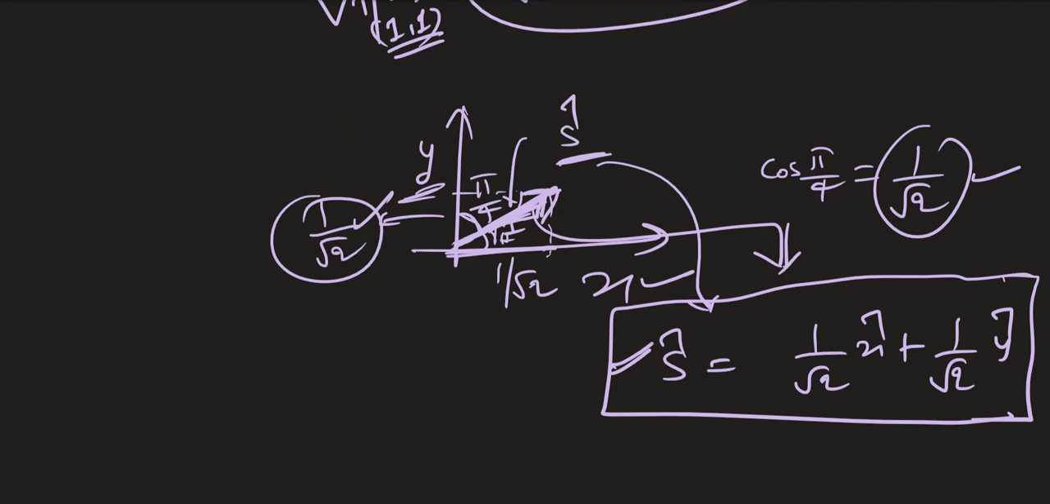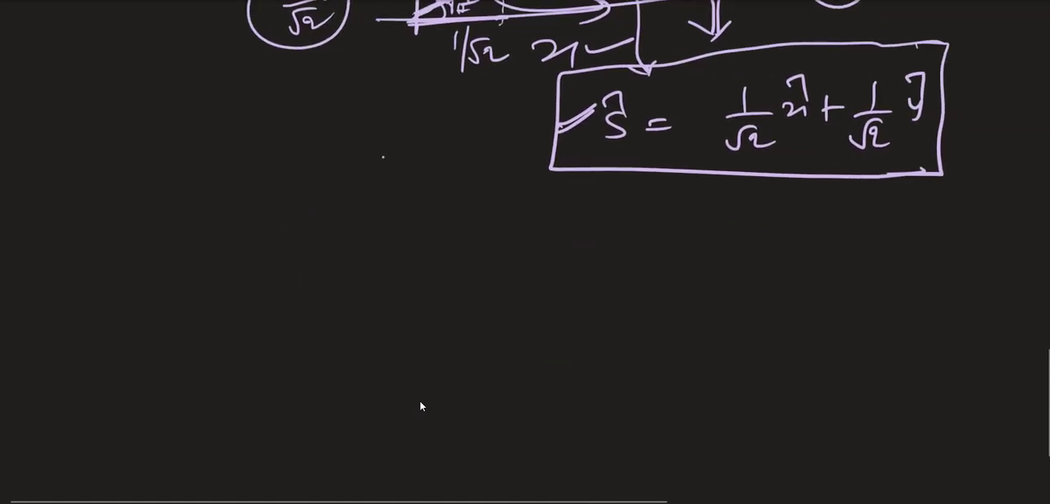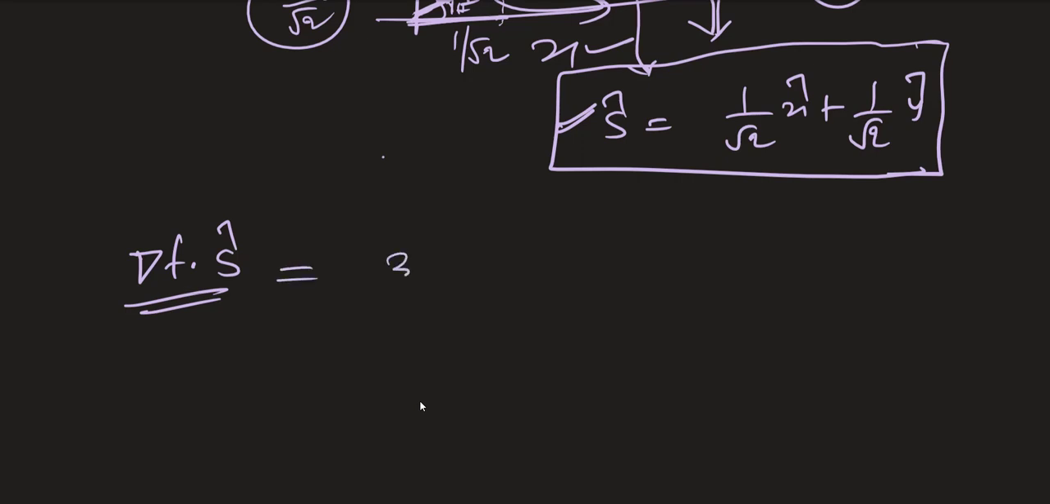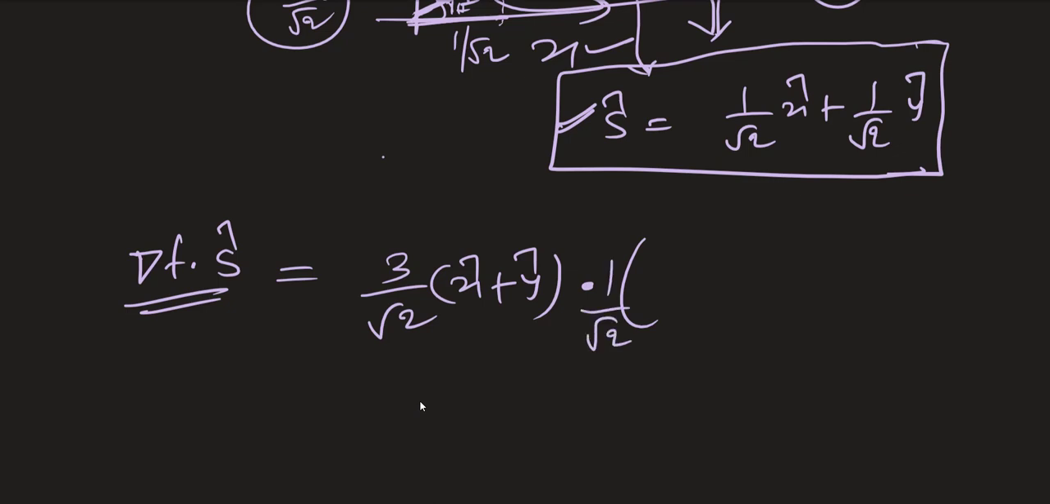So now we know the gradient of f and the s cap. So we just have to take the dot product of del f and s cap. So this would be simply del f, we got 3 by under root 2 x cap plus y cap, dot this, 1 by root 2 will be out and this would be x cap plus y cap. So when you are solving the dot product, x cap dot x cap would be 1 and x cap dot y cap would be simply 0.